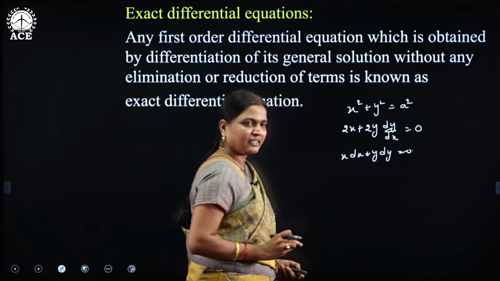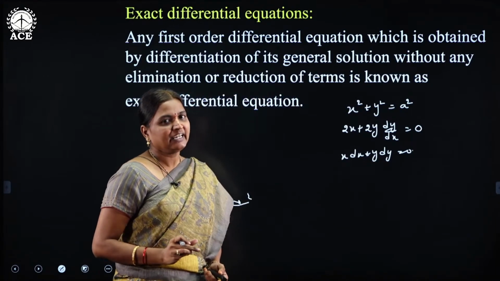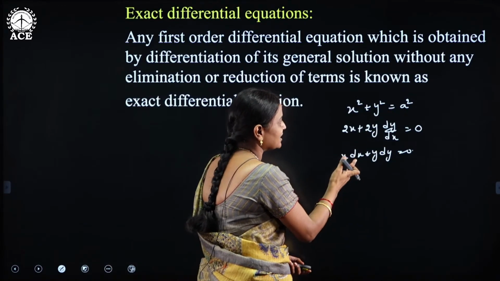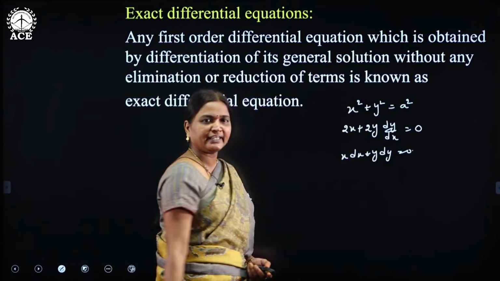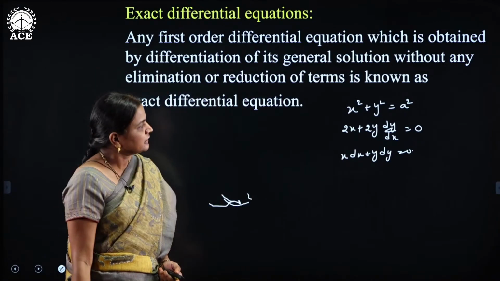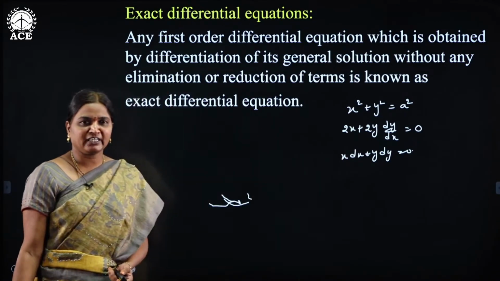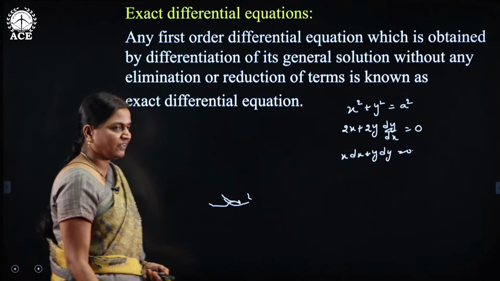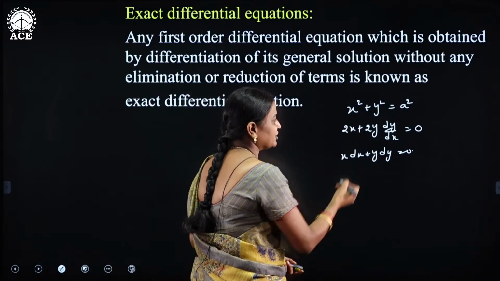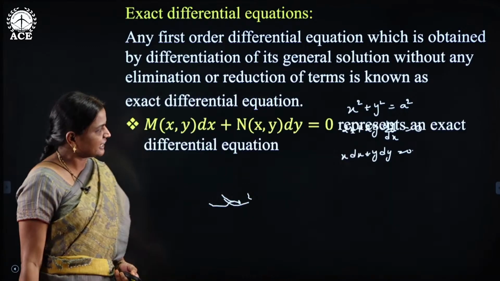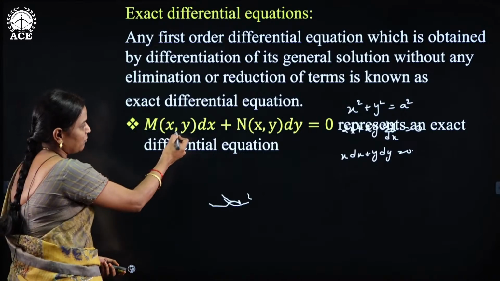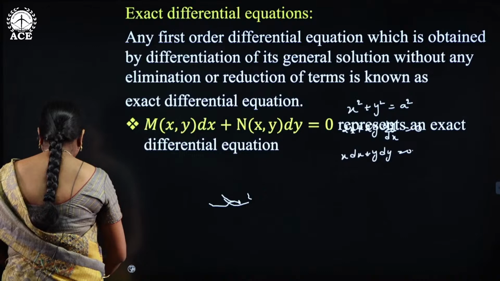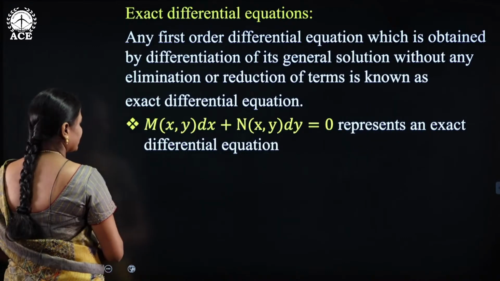So this is a first order and first degree differential equation. Here there is no elimination and no reduction. This differential equation is directly obtained by differentiating the given relation. So such a type of differential equation is called an exact differential equation. It is very difficult to identify an exact differential equation in a manual way. So here m of x comma y into dx plus n of x comma y into dy is equal to 0 represents an exact differential equation.